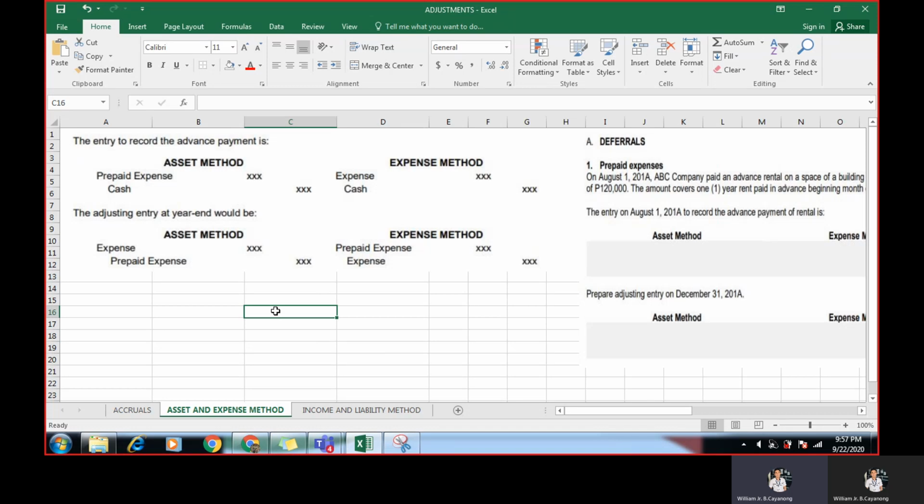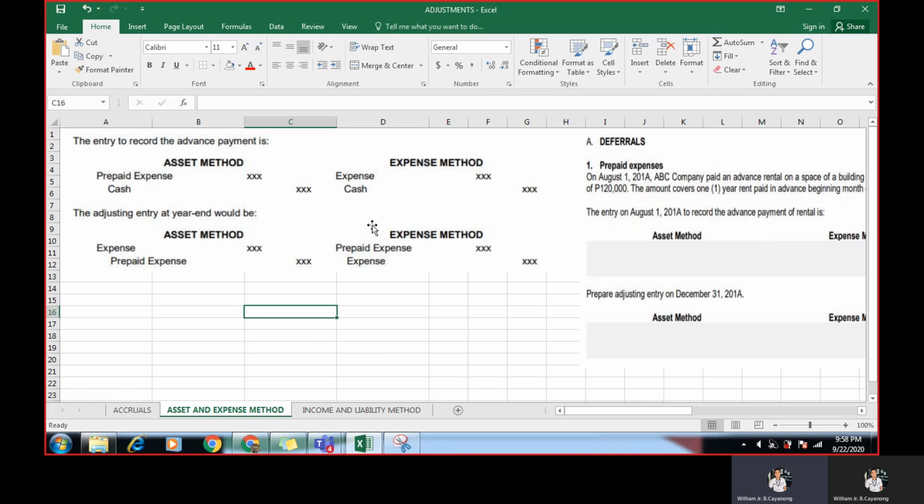So since we are using the asset method, as we heard earlier, we are recognizing all of the payment as a prepaid or as an asset, since they are payments in advance. And after which, when we adjust, since all of this at the end of the period is not an asset anymore because some of this portion will be used or incurred, we are now recognizing expense with a corresponding decrease in the asset.